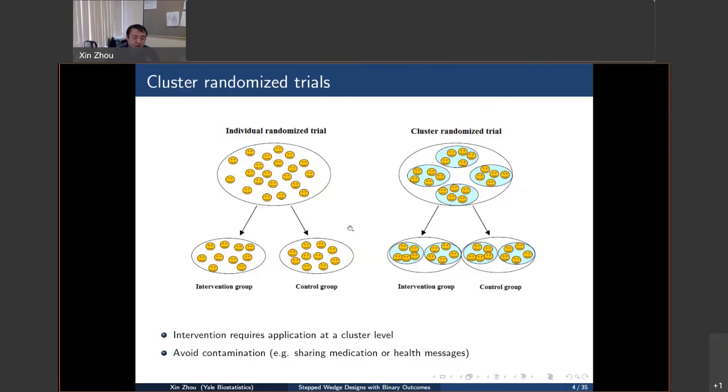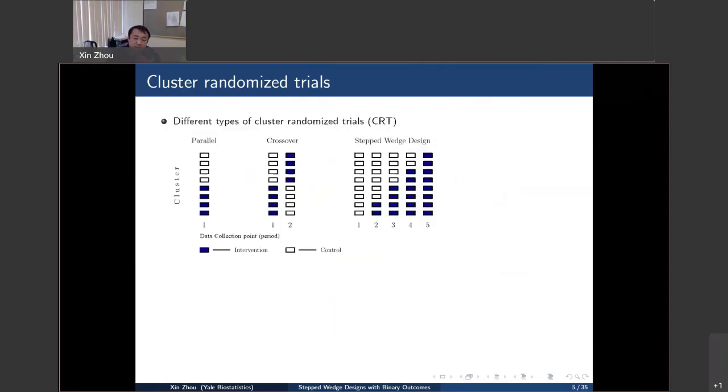And a cluster randomized trial randomizes clusters rather than individuals. An advantage of cluster randomized trial is to minimize treatment contamination. People from the same cluster may share similar characteristics, so this correlation needs to be considered in the design and analysis of a cluster randomized trial. There are three main types of cluster randomized trial: parallel design, crossover design, and stepped-wedge design. In a parallel design, at the start of the trial, half the clusters are randomly assigned to either the control or the intervention.